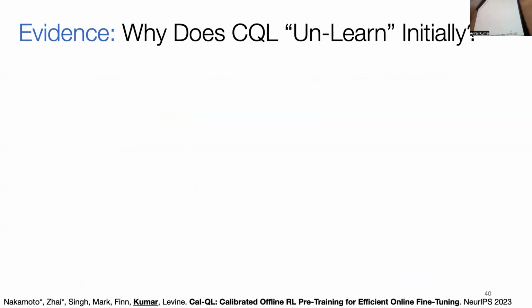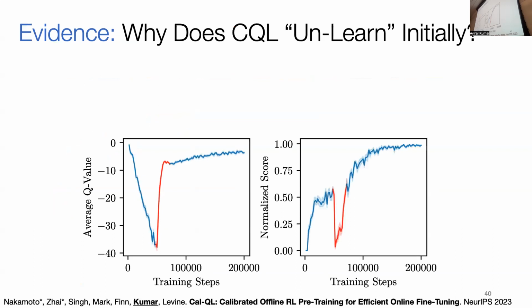So specifically, when you restrict yourself to the case of CQL, what we did was we tried to understand this unlearning phenomenon. We tried to understand why this performance dip happens right in the middle. And for that, we plotted a bunch of metrics. Not all of them are plotted here. But one metric that we found quite correlated with the performance dip was the average Q value.